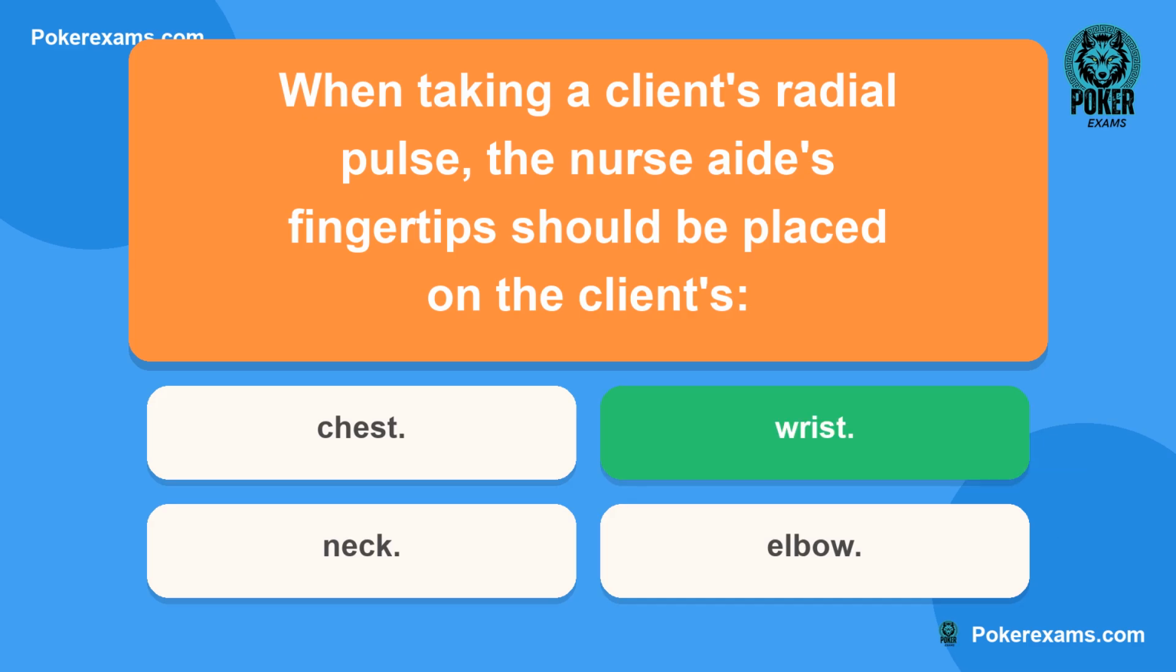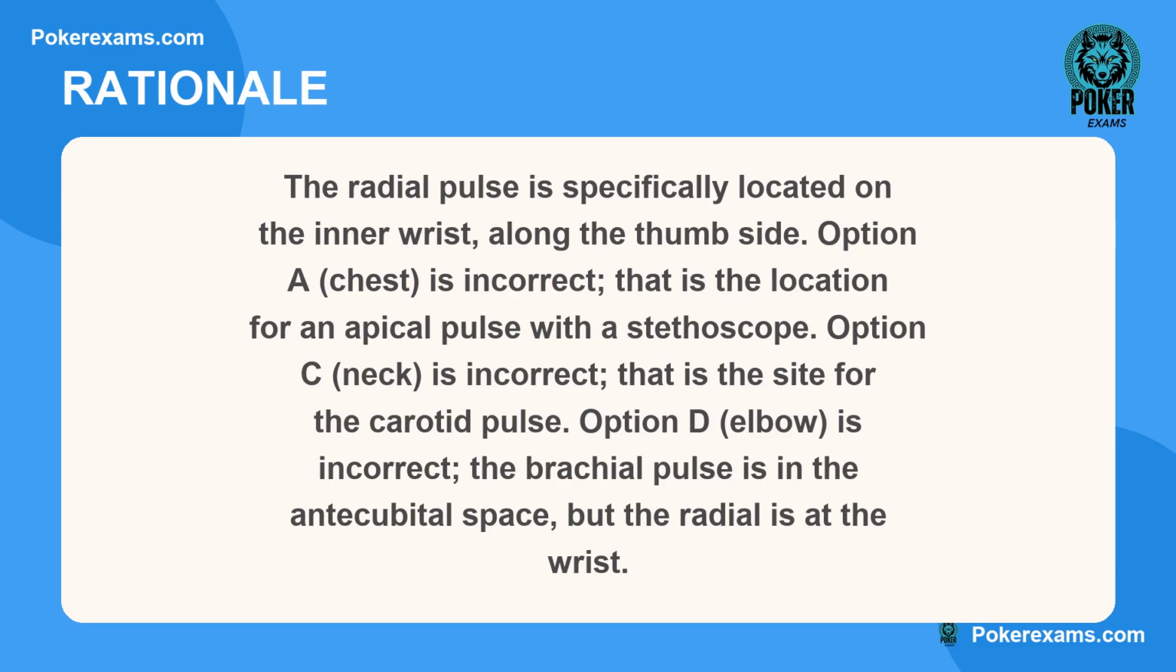The correct answer is B. Here is why. The radial pulse is specifically located on the inner wrist, along the thumb side. Option A, chest, is incorrect. That is the location for an apical pulse with a stethoscope.